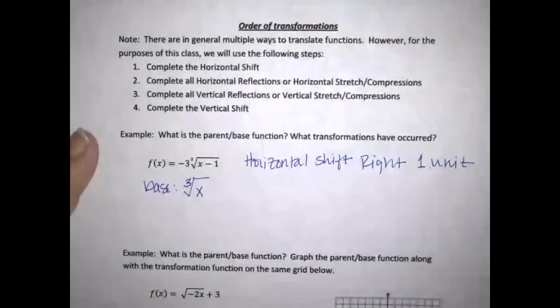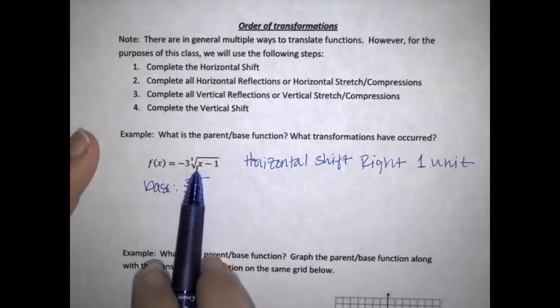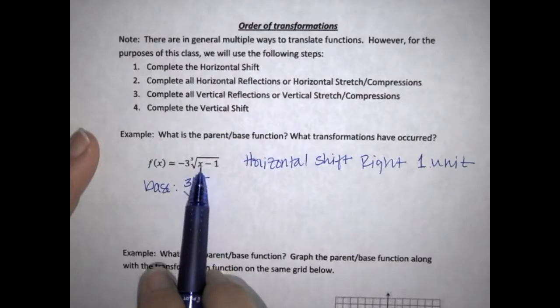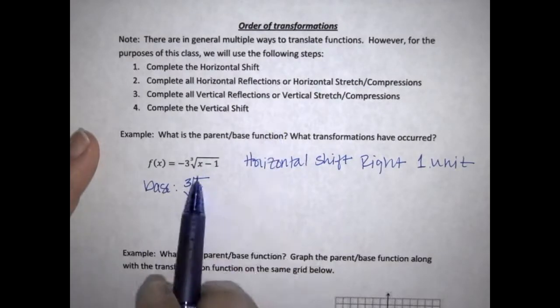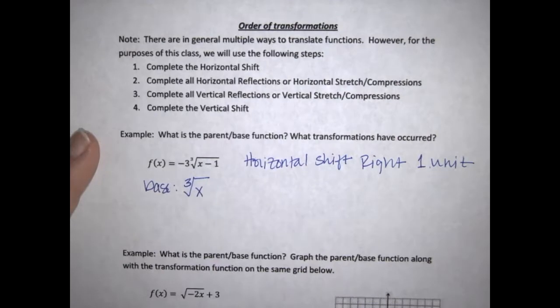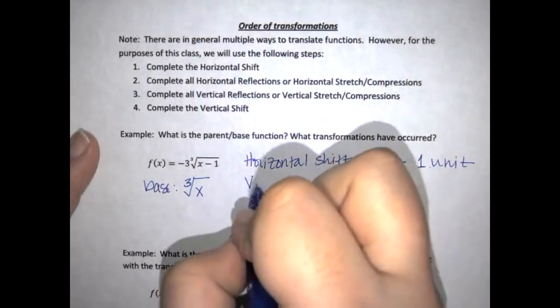Now the next thing we need to look at is any horizontal reflections we have. Well, we don't have any negatives attached directly to the x, nor do we have any constants attached to the x. So we can move on to your verticals. Well, here I have a vertical reflection.